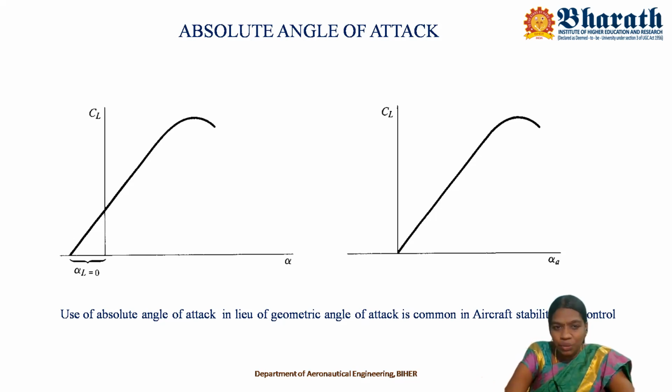The plots are identical to each other. The only difference is that the left one is with respect to the geometric angle of attack, whereas the right-hand side plot is with respect to the absolute angle of attack. The absolute angle of attack is the summation of the geometric angle of attack and the zero lift angle of attack. So this plot does not depend on the camber. The designers felt it convenient to study aircraft stability and control, so that's the reason why they used the absolute angle of attack.